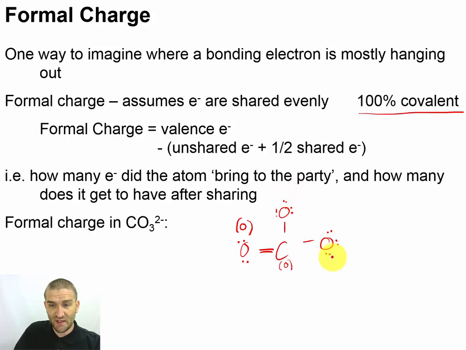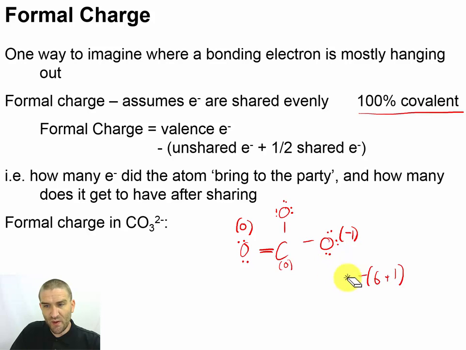But check out what's going to happen on this one. So, oxygen brought 6 electrons to the party. There we are. It has 3 unshared pairs for a total of 6 electrons. It's going to have half of its bonding electrons, 1. And so that's going to be 6 minus 7 equals a -1 charge.